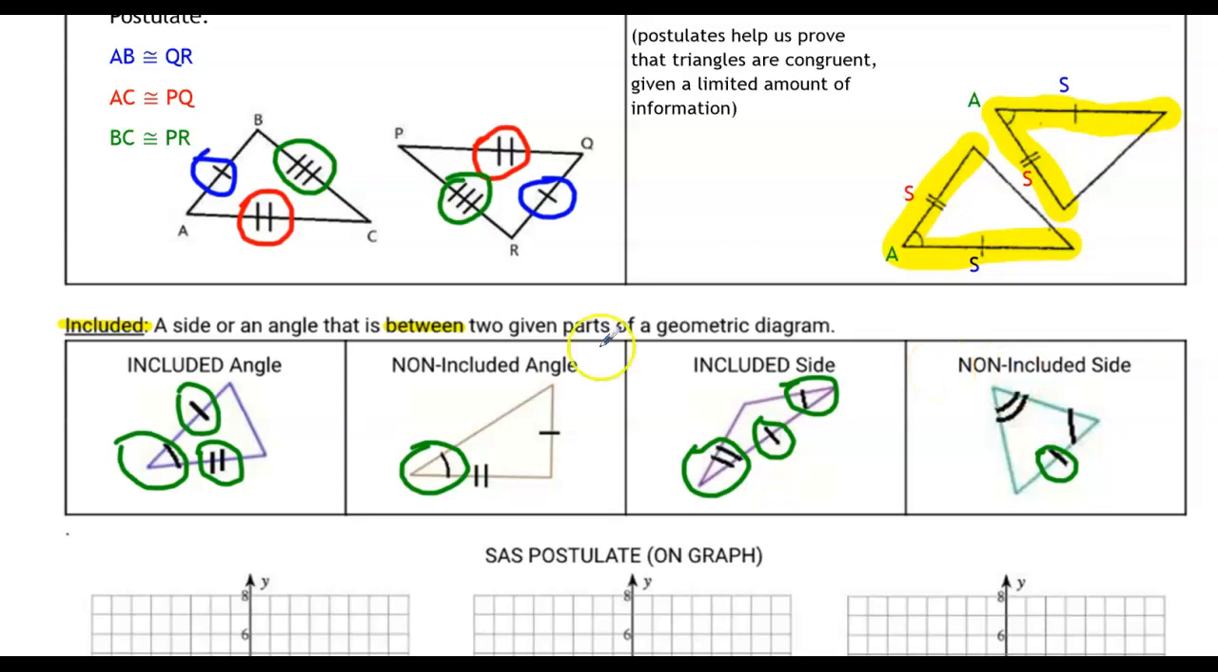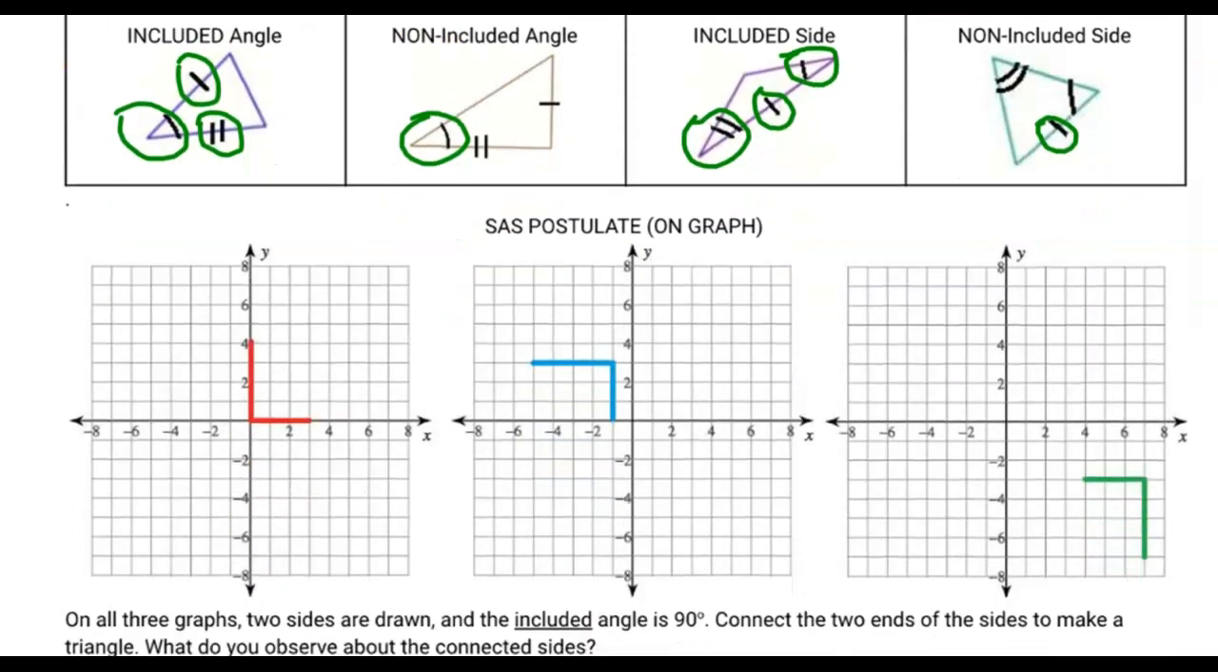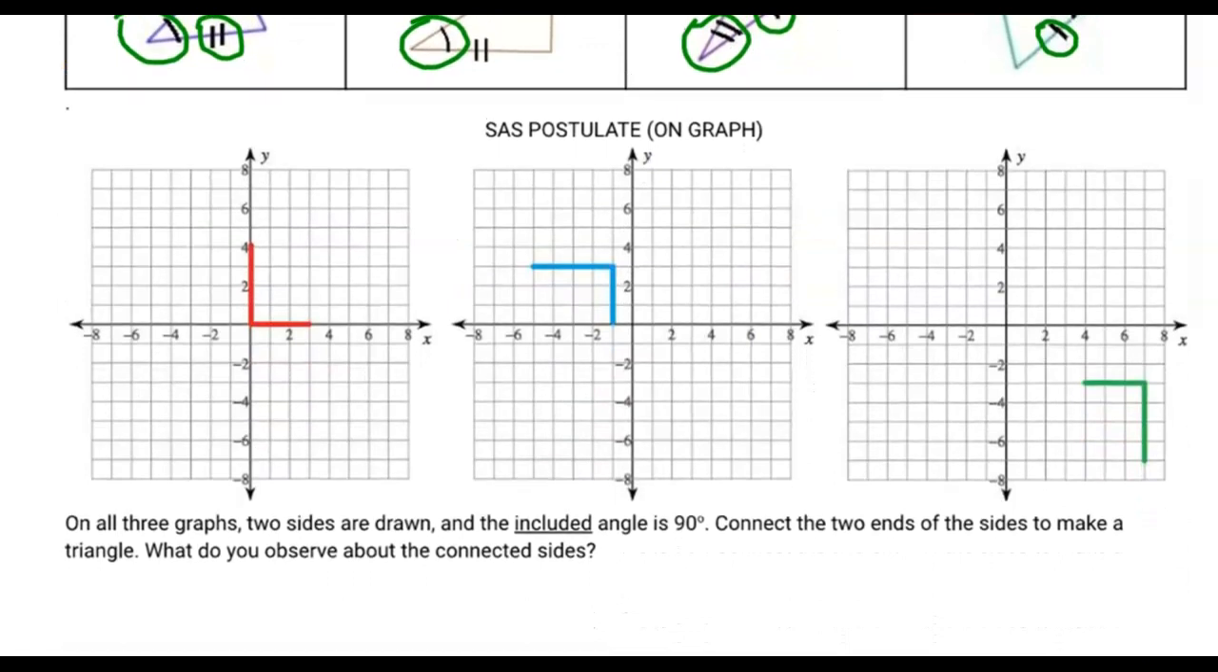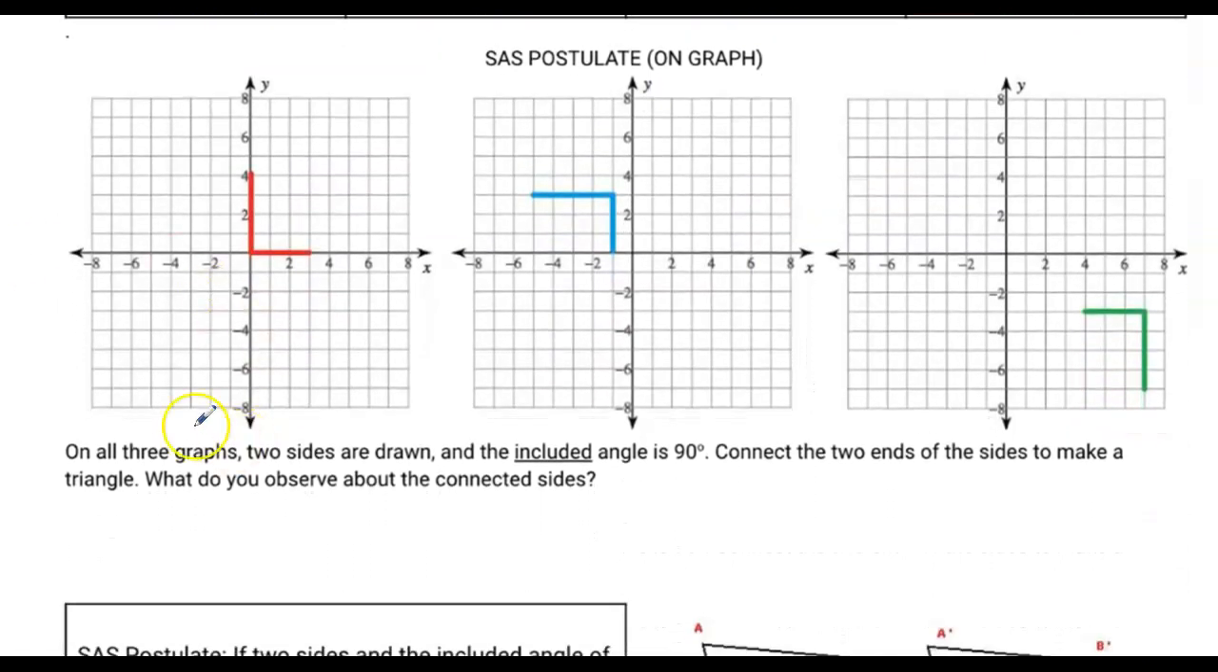Let's take a look at the SAS postulate in terms of a graph. I'm going to try to prove to you that the SAS postulate is the case. So you can see this red, blue, and green sets of sides here. On all three graphs, there are two sides drawn, and the included angle is 90 degrees. You can tell it's 90 degrees because this side is straight up and down, it's vertical. This side is horizontal. Same thing here, a horizontal and a vertical side. Same thing here, a horizontal and a vertical side. So they meet at right angles.